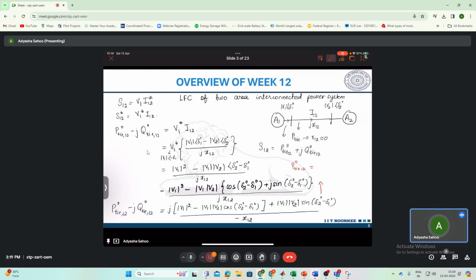So basically that will be V1 V2 sine of delta 1 minus delta 2, because we are taking the minus of the denominator here, and X12. So that is our expression for the power flow through the tie line between area 1 and area 2.